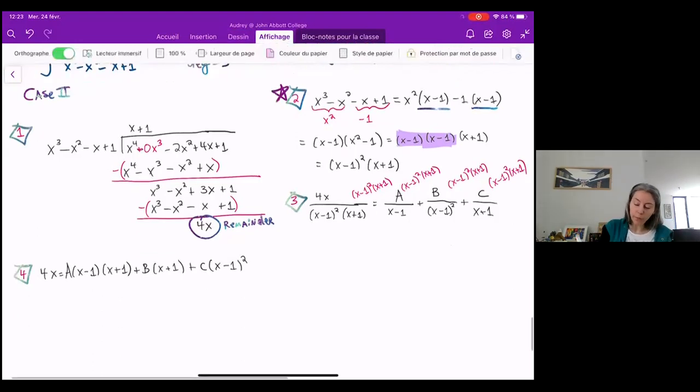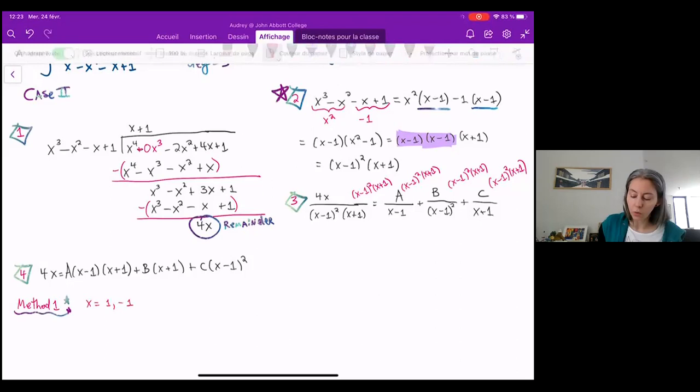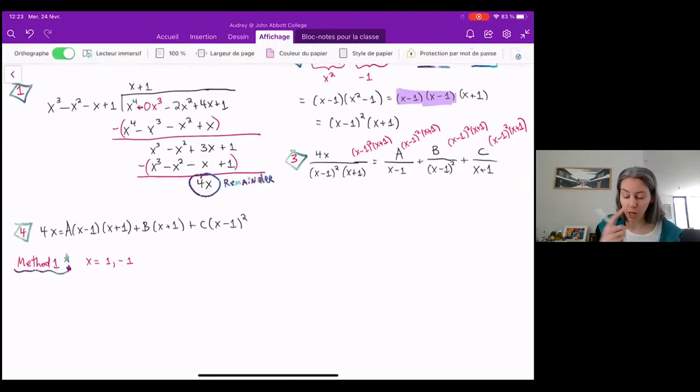Now, we're going to do method 1 again. Method 2, I find personally, we'll see it later, is usually only useful for cases 3 and 4 when you have quadratic factors on the bottom. So for method 1, now I'm picking the zeros of my denominator. So my zeros of my denominator are 1 and -1. So these are the values I'm going to start plugging in.